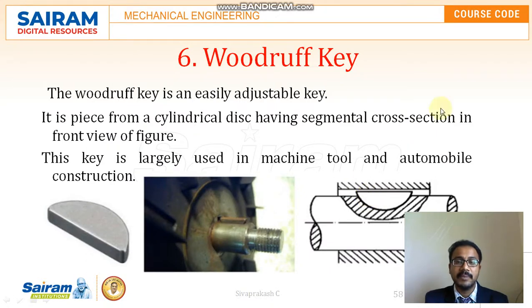And the sixth type is the woodruff key. You can see this key almost in shafts and turbine blades. It is an easily adjustable key, and it is a piece from a cylindrical disc having a segmental cross section in the front view. You can see the segmental cross section, and this key is largely used in machine tools and automobile construction.